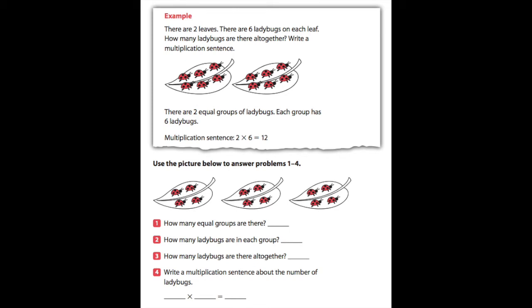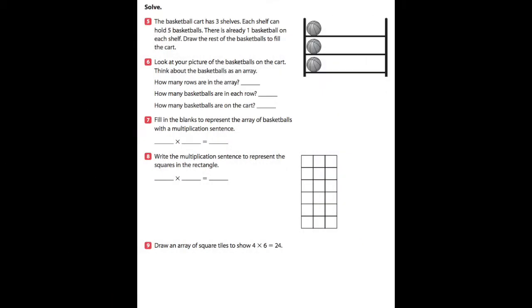So you'd write number 1, and the first question says, how many equal groups are there? So how many leaves are there? Okay, you can write the answer down on your paper and then go to number 2, number 3, and number 4. Okay, next they'd like you to answer these questions. You're going to answer question 5, 6, 7, 8, and 9 on your piece of paper underneath the problems that you just worked on, 1 through 4.